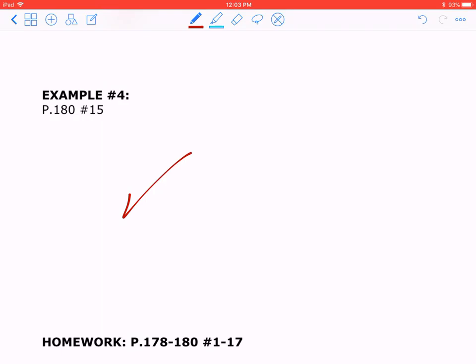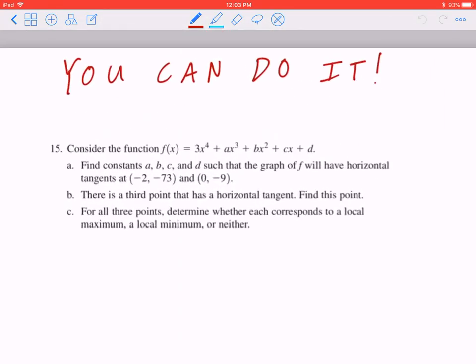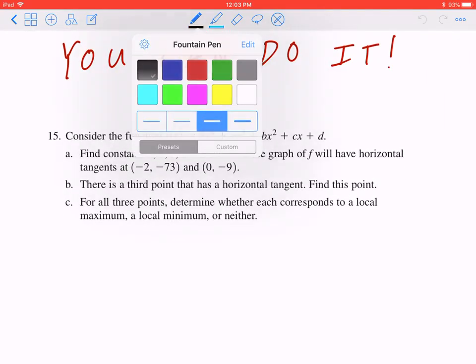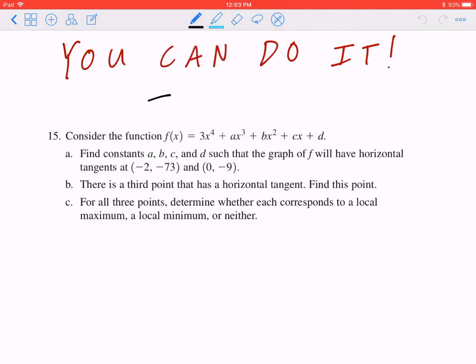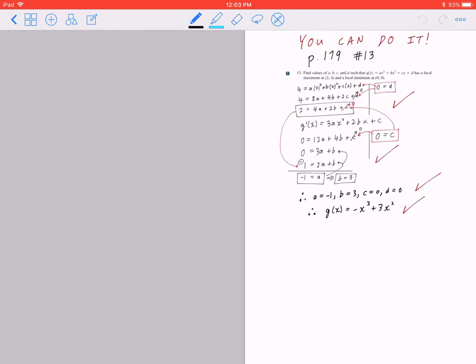Now again, this is probably the hardest example we're doing today. So again, press pause, spend 5 minutes, 10 minutes if you like. Just try this. And when you press play again, I'll be right here. So again, this is page 180.